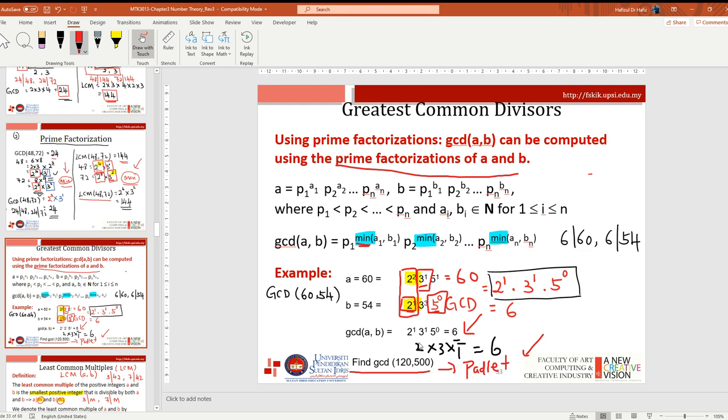2 to the power of 1 is 2. 3 to the power of 1 is 3. And then 5 to the power of 0 is 1.